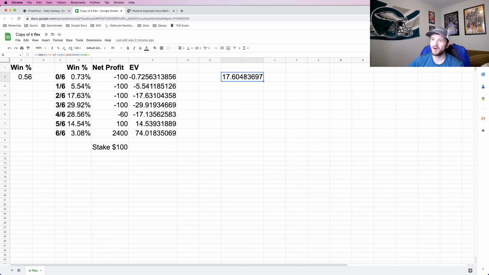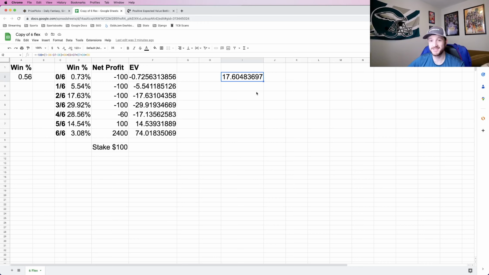So if you add all that up together, assuming a 56% win percentage per individual player prop, it gives you an expected value total on all 6 legs. So that includes the 4 chances that you have of losing all 100. It also includes the 1 chance you have of only losing 60. That's 17.6% positive expected value when it comes to a 6 pick flex.